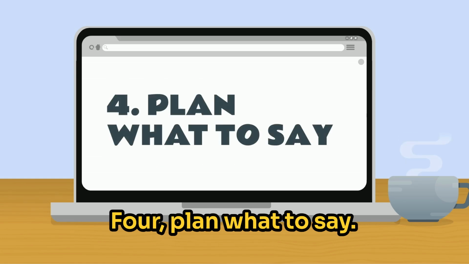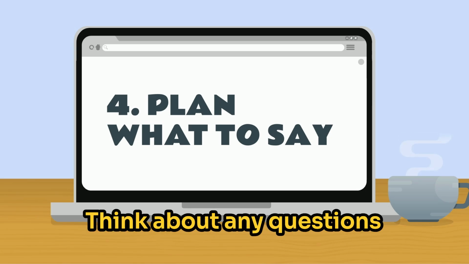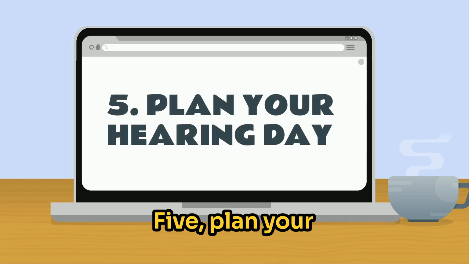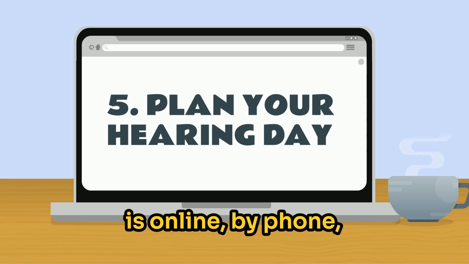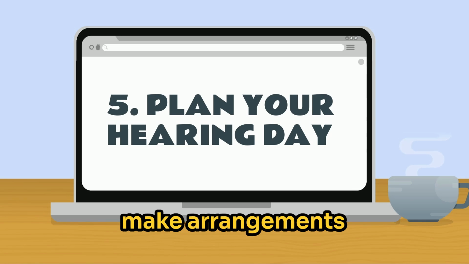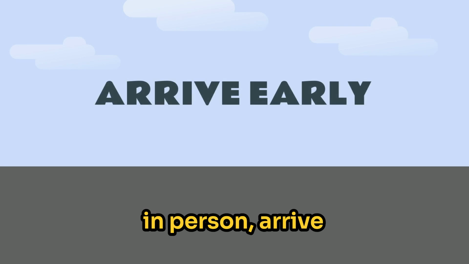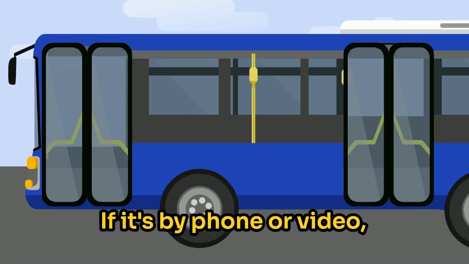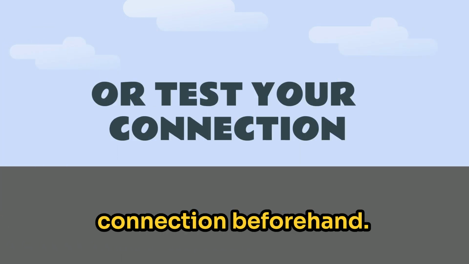4. Plan what to say. Keep it clear, respectful, and to the point. Think about any questions you might need to answer ahead of time. 5. Plan your hearing day. Check if your hearing is online, by phone, or in person, and make arrangements to attend on time. If your hearing is in person, arrive early and bring your bundle of evidence. If it's by phone or video, find a quiet place and test your internet or phone connection beforehand.